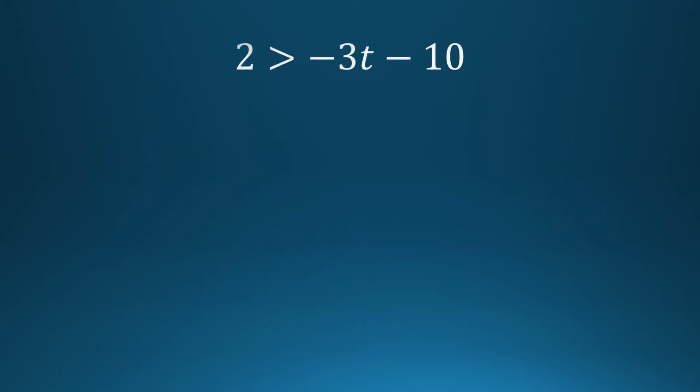If we have something like this one, you are always trying to get that variable by itself. So to get negative 3t by itself first, we want to add 10 to both sides. When we add it on the left, we get 12, and then they do cancel out on the right, leaving us with negative 3t. To get t by itself, we have to divide both sides by negative 3.